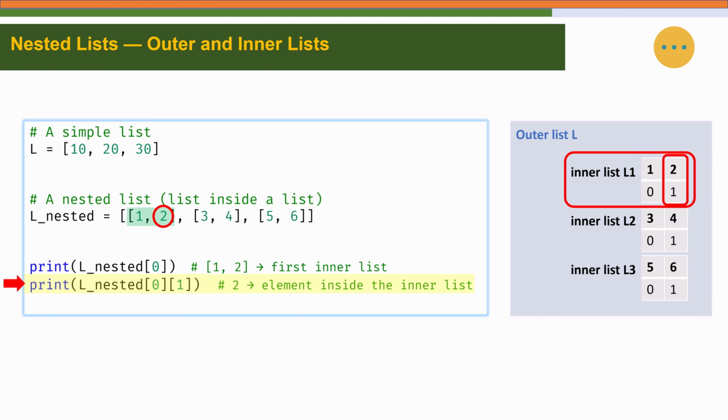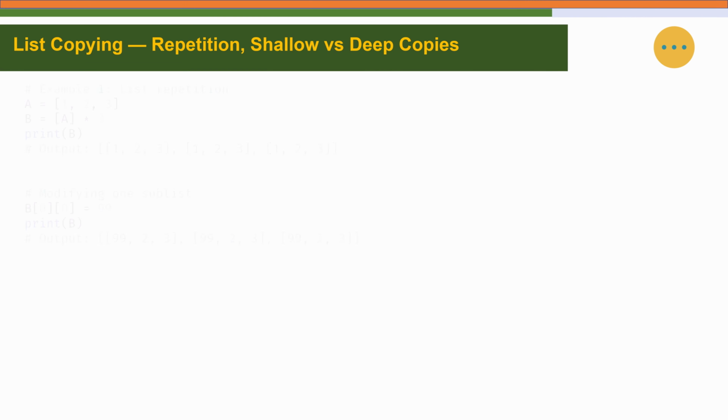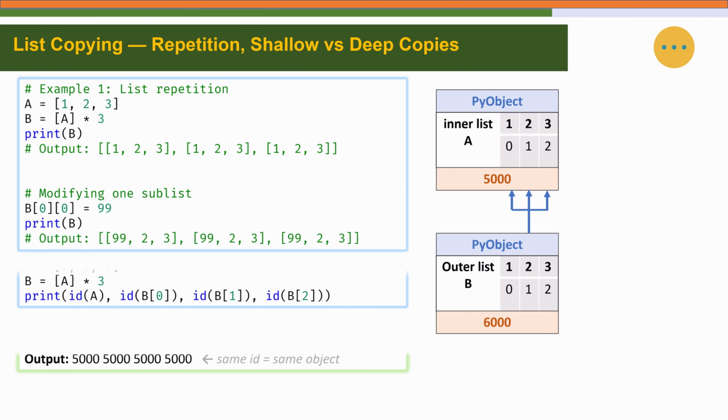Understanding this structure is very essential before learning about the concepts of shallow and deep copies, because when you copy a nested list, you have to decide whether to duplicate just the outer container or all the inner ones as well. Now let's explore what happens when you try to copy or repeat lists in Python. At first glance it looks simple, but there is an important concept underneath called shallow versus deep copying, and it can lead to confusing bugs if we do not understand it carefully.